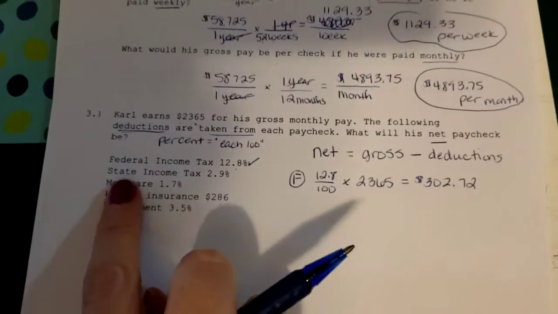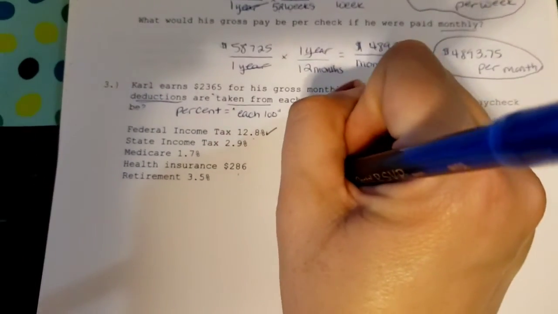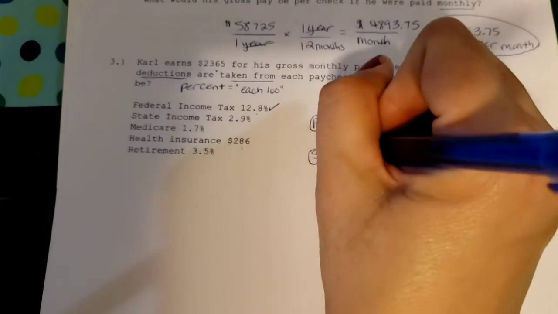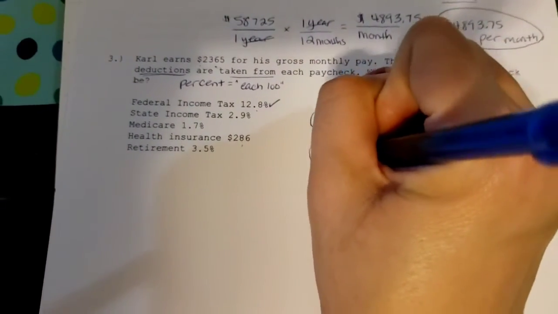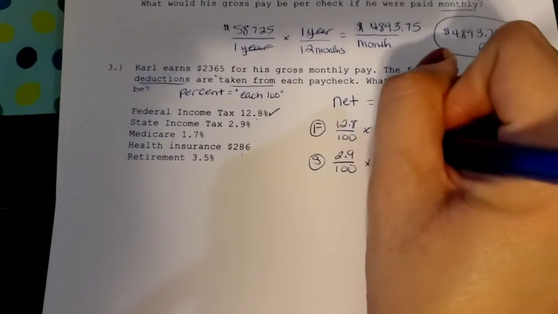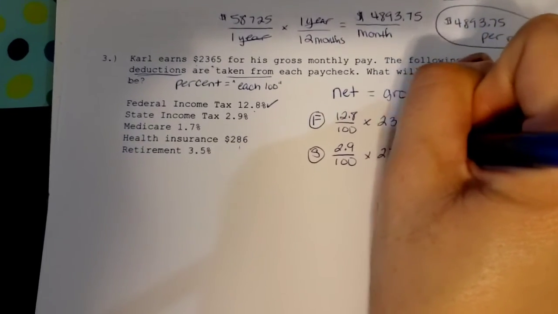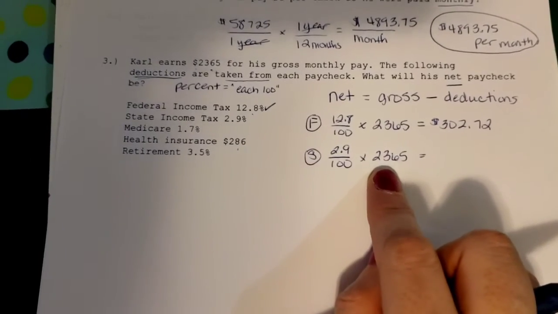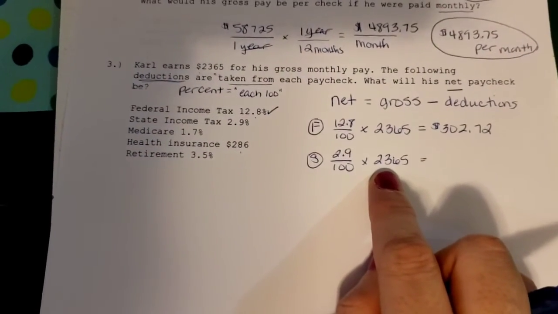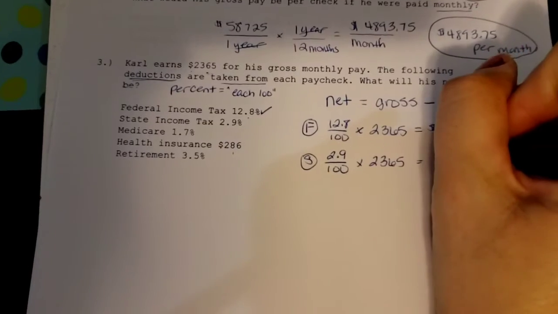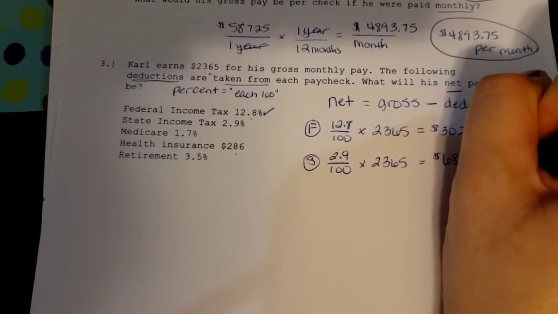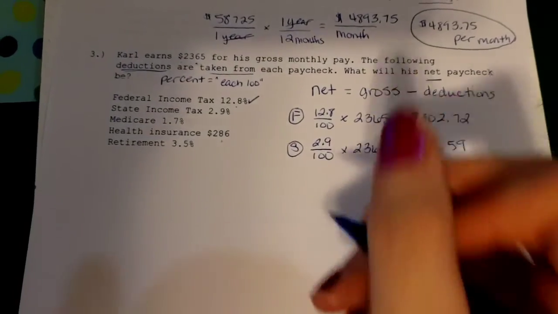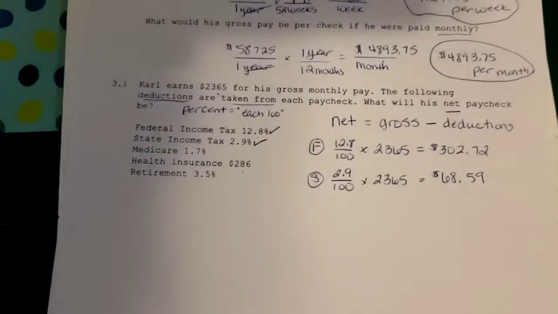Now I want to do state income tax. I'm going to label that too. The state income tax is 2.9. So once again, 2.9 divided by 100, still times his paycheck, because all of these are percentages of Carl's paycheck. When I do that math, I get $68.59. So now the state income tax is done.